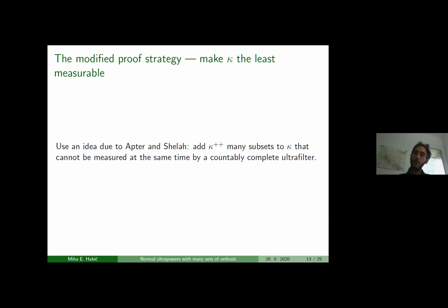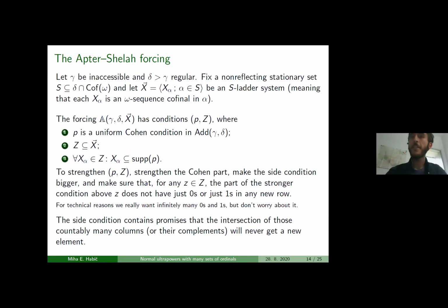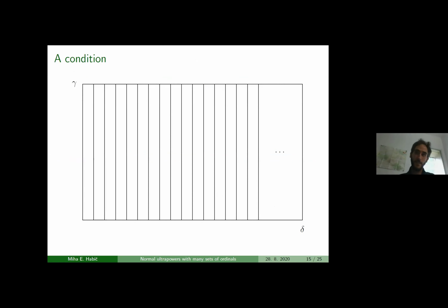So let me show you what this forcing looks like, because it's quite nice. This slide has a lot of setup and verbiage, so I'm going to skip this slide for now, and I'm going to show you a picture. Maybe we'll come back to this slide. So what does this forcing look like?